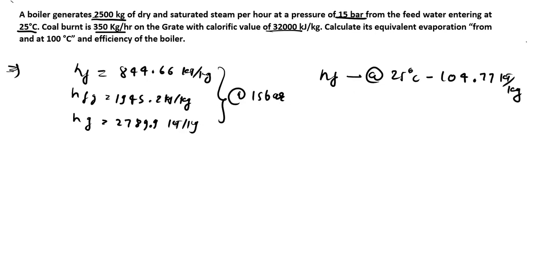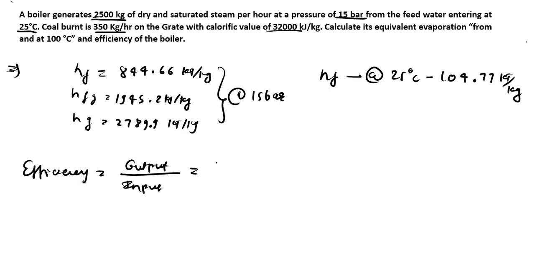So why did we find both of these data? Because we need them to calculate the enthalpy of the steam, that is, how much energy the steam is carrying. You need to calculate that in order to compare it with how much you have supplied from the coal burnt. If you can correlate that, you can calculate the efficiency of the boiler, because we know that efficiency is output divided by input.